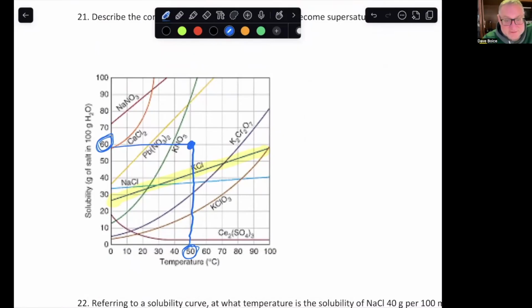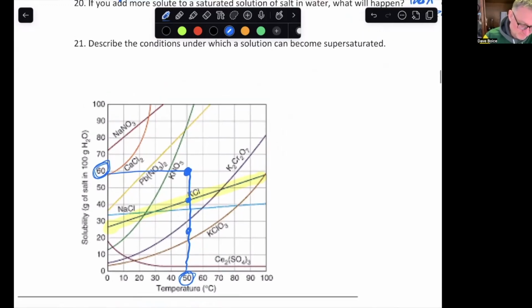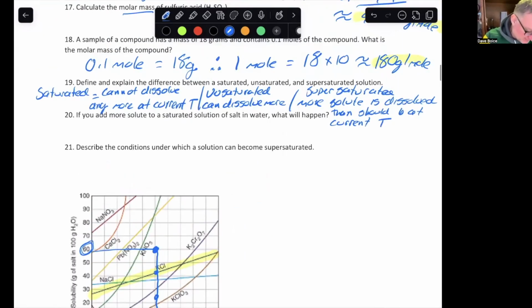And that would be supersaturated because this is above the saturation line. The saturation line at 50 degrees is right here, and that's just a little over 40, so 42, something like that maybe. And anything less than that means that you can still, at the current temperature, dissolve more, so therefore it is unsaturated. So make sure you can see that on a chart. You will have some questions like that.